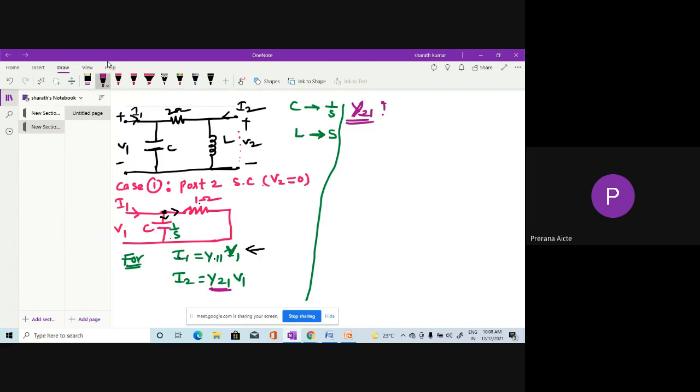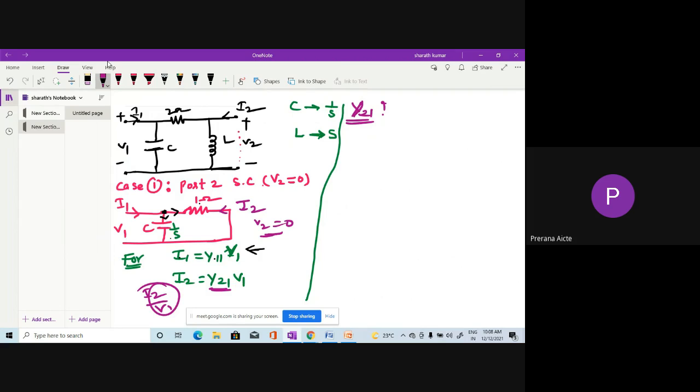In order to find Y21, we want to get I2 divided by V1. If you get this I2 by V1, you will get Y21, obviously. So in order to find this from our circuit, look at the circuit. We need the I2 value. Though we have port 2 short circuited, I2 will be present. Yes, I2 will be there. V2 will be 0, yes, but I2 will be there.